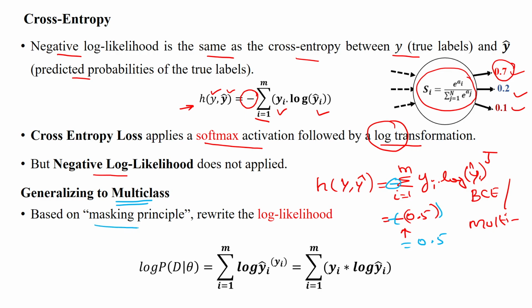Here there is a masking principle available. Based upon that, we apply log likelihood to this equation. When you apply the log likelihood for the probability of the given data with respect to the parameter theta, equal to summation of i equal to 1 to m, we write log of predicted output of the ith sample power yi. When applying that, m power n in the sense n log m, so it is written as yi into log y cap i.